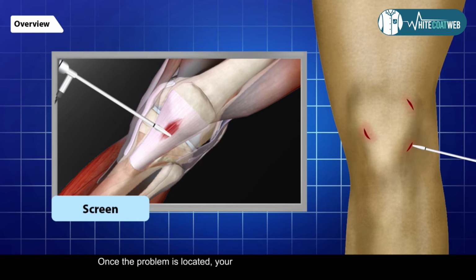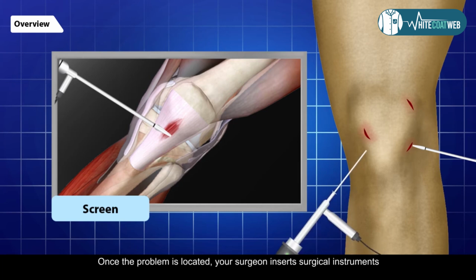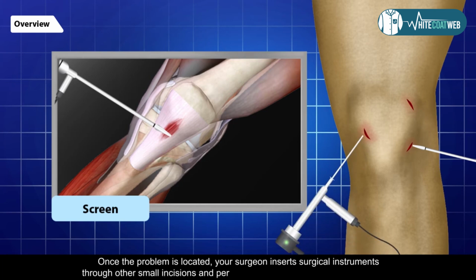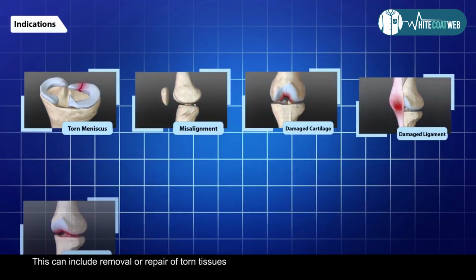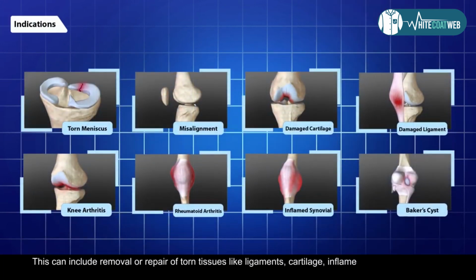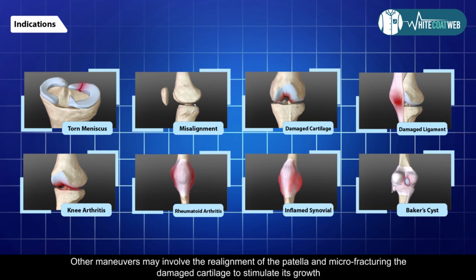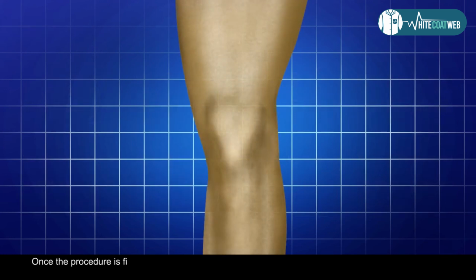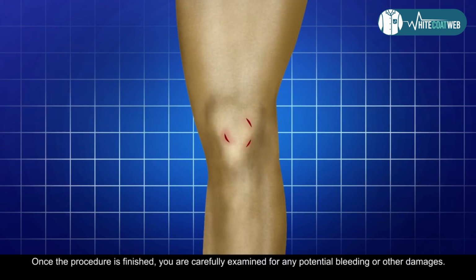Once the problem is located, your surgeon inserts surgical instruments through other small incisions and performs a procedure to repair the damages. This can include removal or repair of torn tissues like ligaments, cartilage, inflamed synovial membrane, Baker's cyst, or loose cartilage fragments. Other maneuvers may involve the realignment of the patella and microfracturing the damaged cartilage to stimulate its growth. Once the procedure is finished, you are carefully examined for any potential bleeding or other damages.